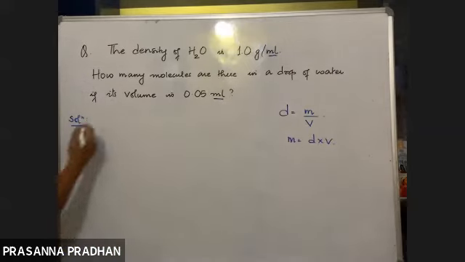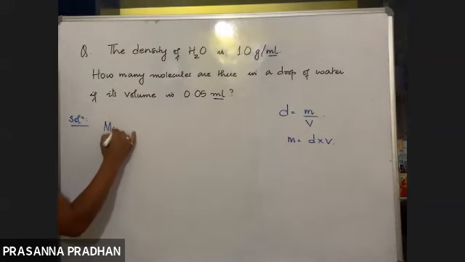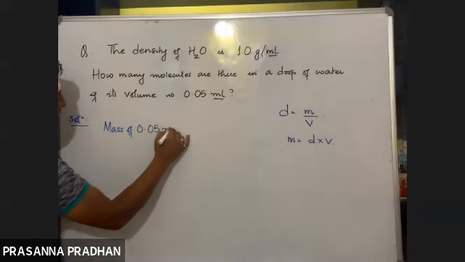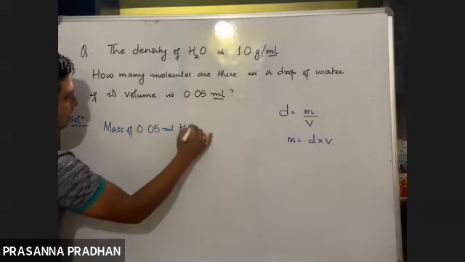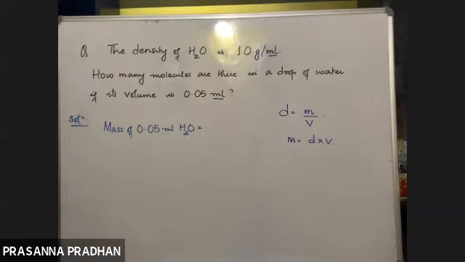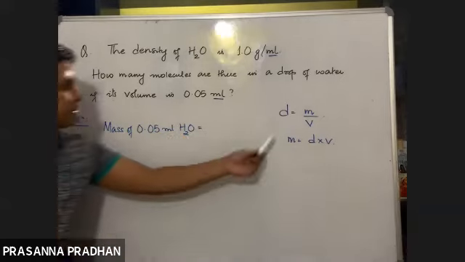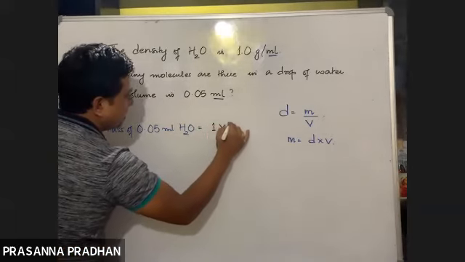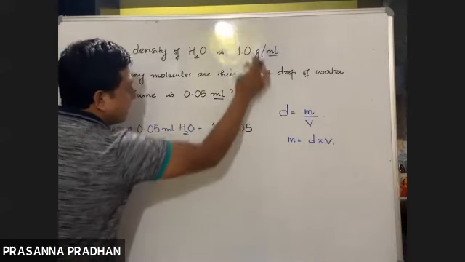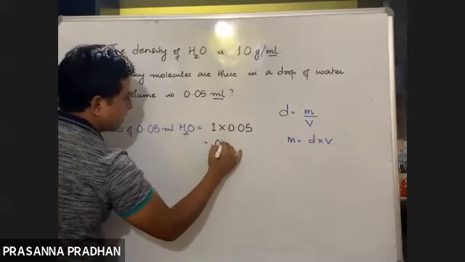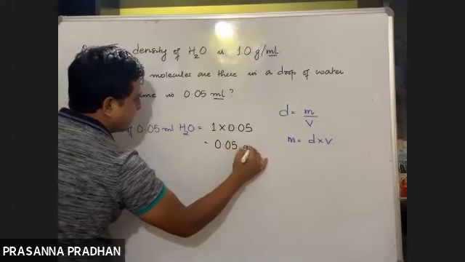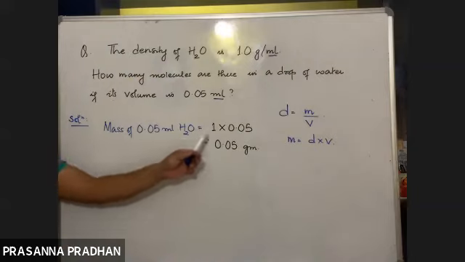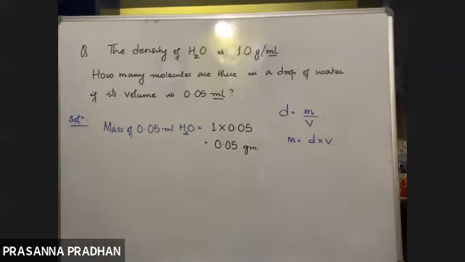Okay. So what is the mass of 0.05 ml of water? What is the mass of this volume of water? Mass equals density into volume. So what is the density? 1. What is the volume given? 0.05. Gram per ml. So what is the mass? 0.05 gram. So the mass of 0.05 ml water is 0.05 gram, since the density of water is equal to 1.